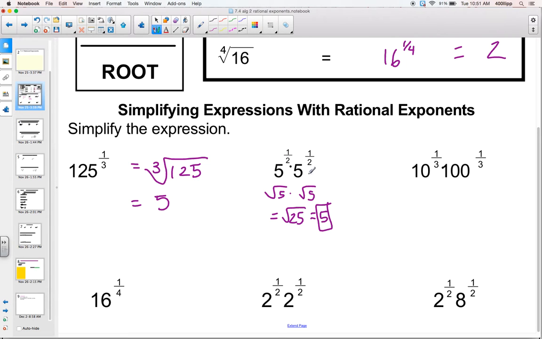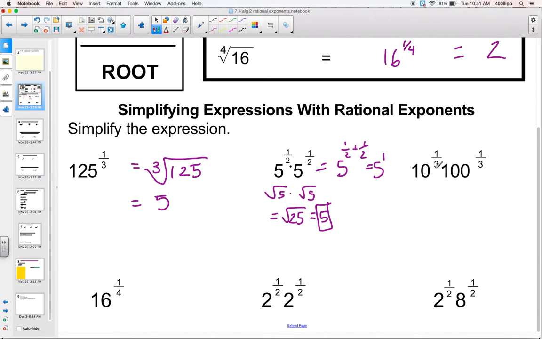The other way we could have done this is we could have said I have the same base, so I'm going to keep the base, and I'm going to add the exponents. 1/2 plus 1/2 is a 1, and 5 to the first is just a 5.